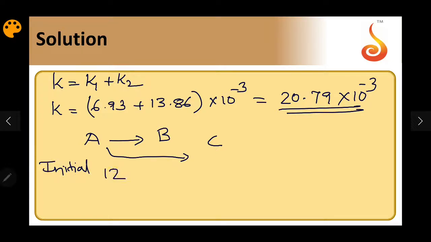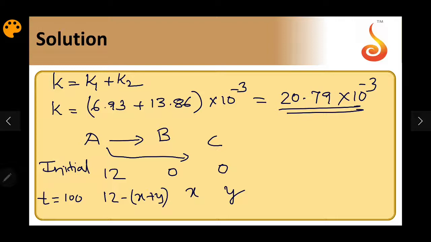This is 12 atmosphere, this is 0, this is 0. So if I say at time t equals 100 seconds or 100 minutes, whatever is given, some of A will go to B, some of A will go to C. Let us say X going to B, Y going to C. So this will become 12 minus (X plus Y). This will be X, this will be Y.